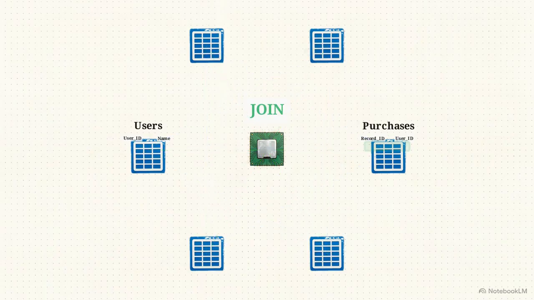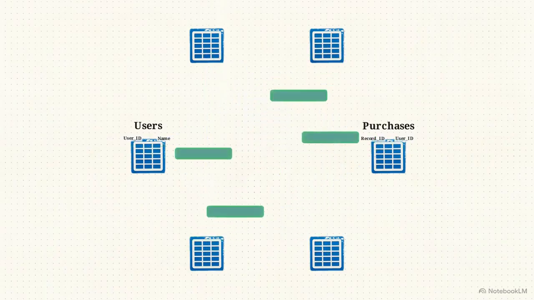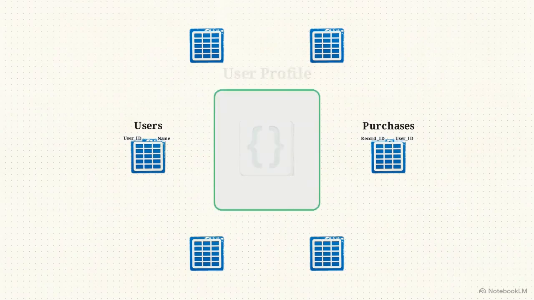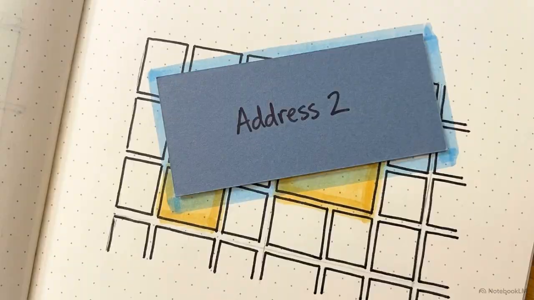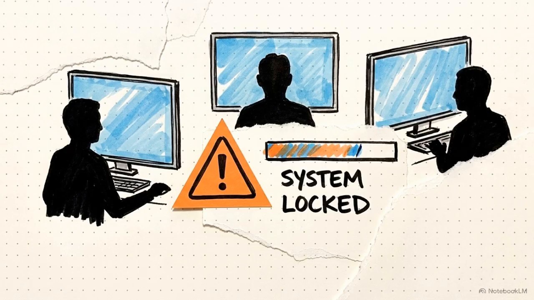To pull up a complete user profile, the system executes a join. The database engine has to physically scan and stitch together records scattered across multiple separate tables just to load a single page. That rigid grid makes evolving the software difficult. Adding a simple new feature, like a secondary shipping address, requires an engineering team to freeze the database and execute a structural migration, often causing hours of planned downtime.